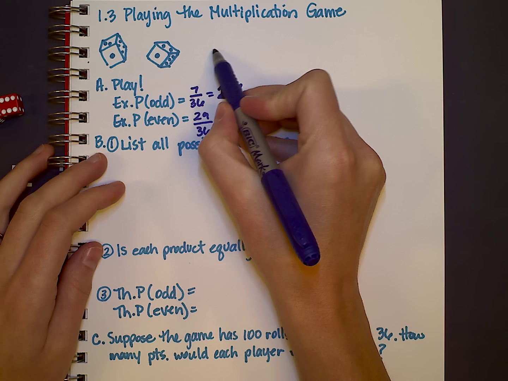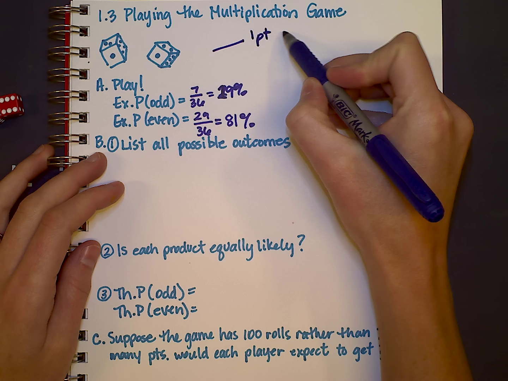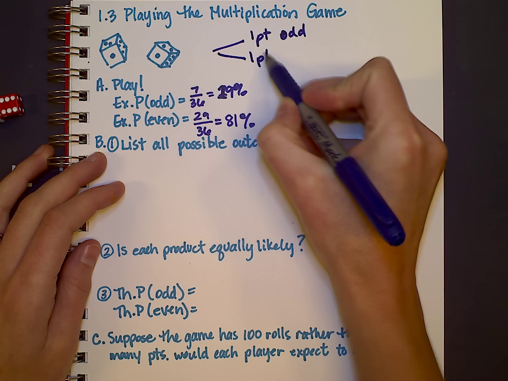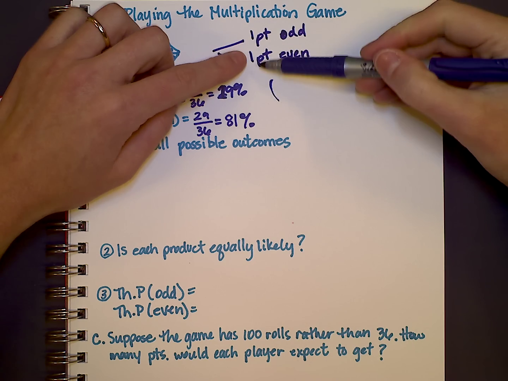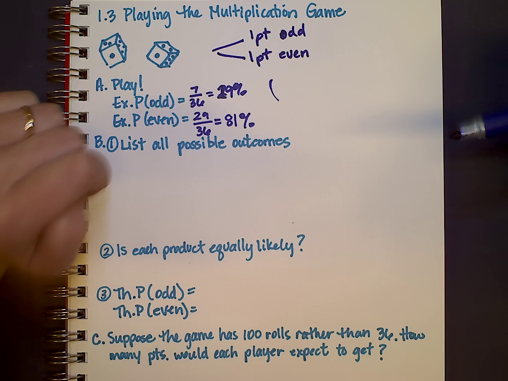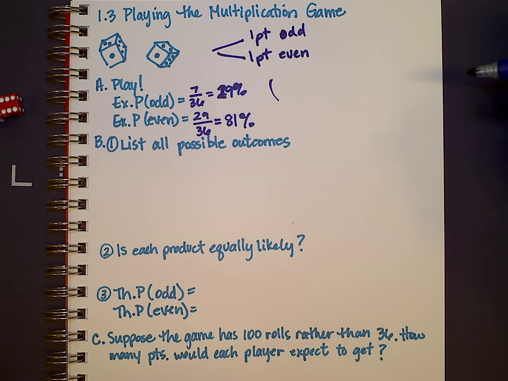In the beginning, I forgot to mention that player A gets 1 point if the product is odd, and player B gets 1 point if the product is even. So the points are the same, but our probabilities seem way off, so it makes me think that this game is probably not fair, but we're going to figure that out as we go through the theoretical probability.